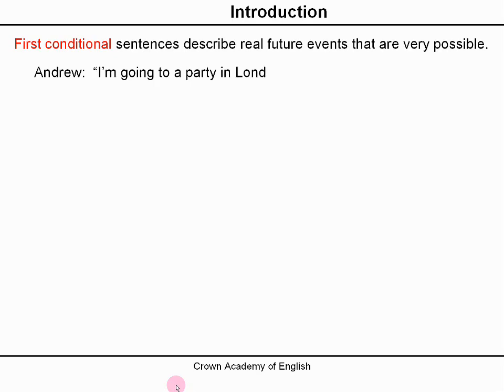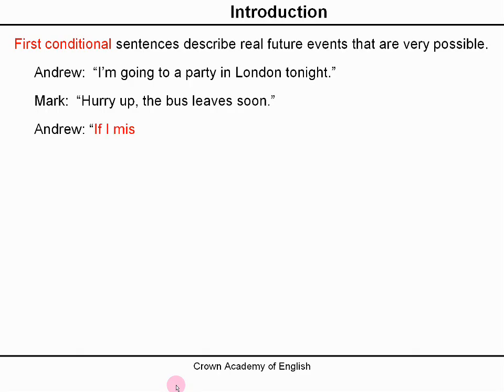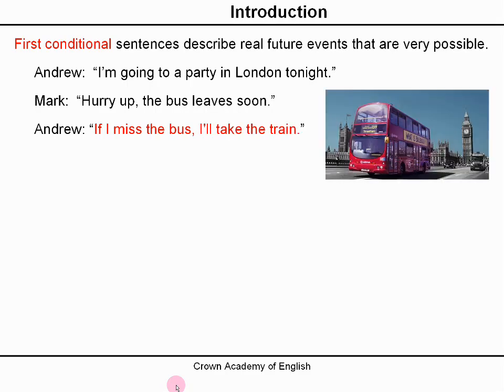Let me give you an example of a conversation. Andrew says, "I'm going to a party in London tonight." Mark says, "Hurry up, the bus leaves soon." And Andrew says, "If I miss the bus, I'll take the train." So this is the first conditional. Okay? If I miss the bus, I'll take the train.